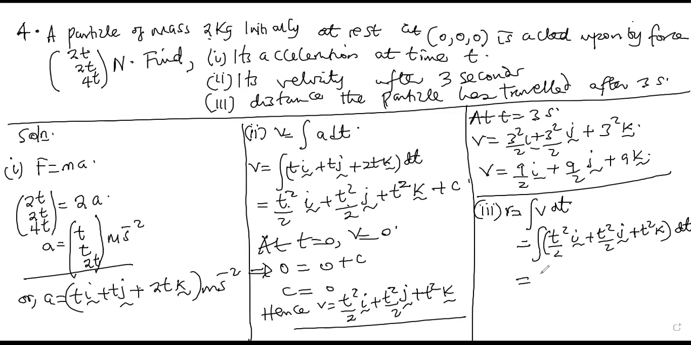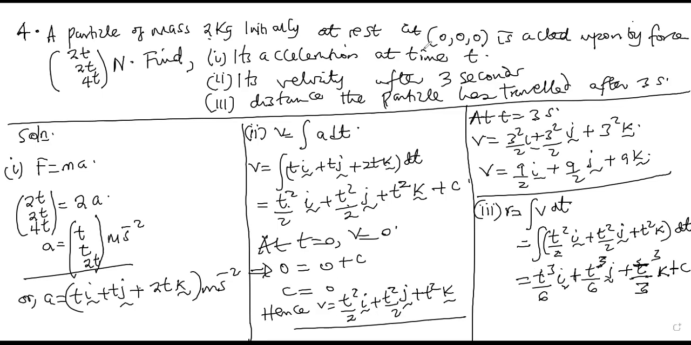So when we integrate this, we shall get t cubed over 6 i, because 3 will come down to cancel the 2, plus the same applies to that, t cubed over 6 j, plus t cubed over 3 k, plus a constant of integration.